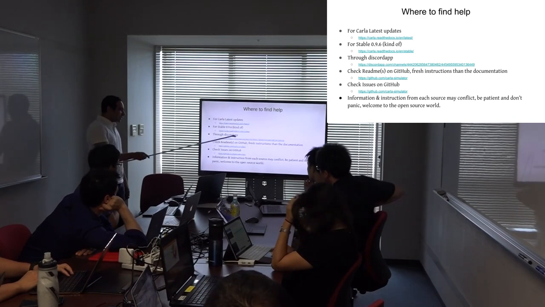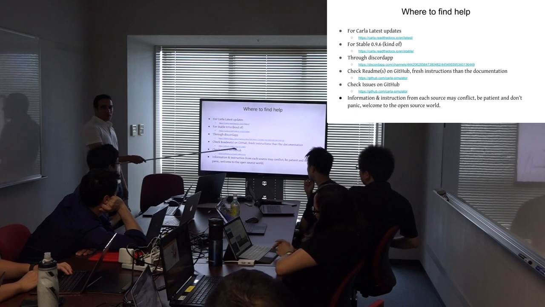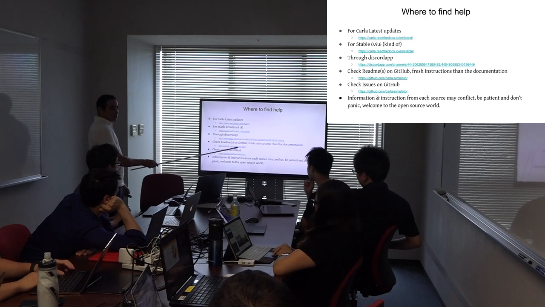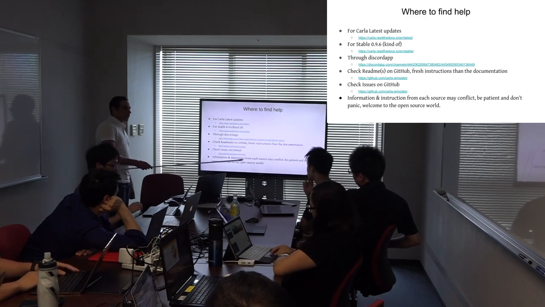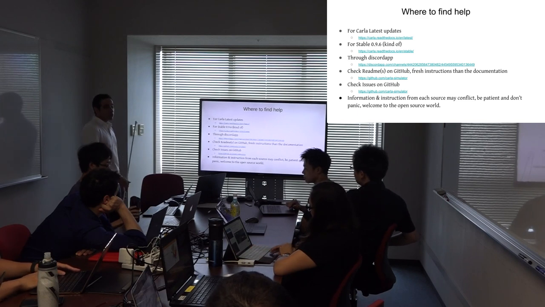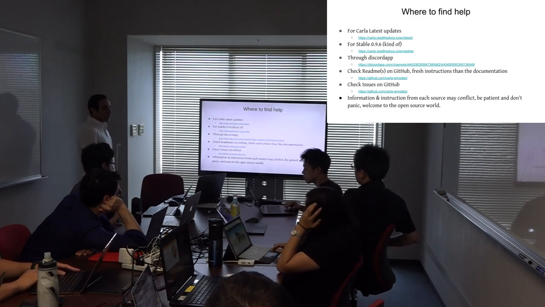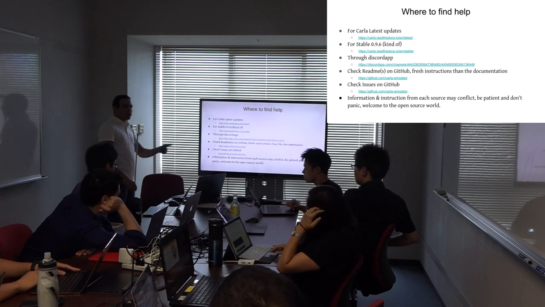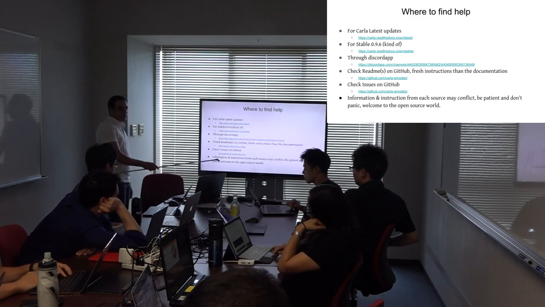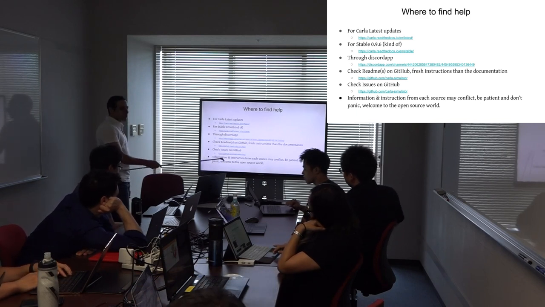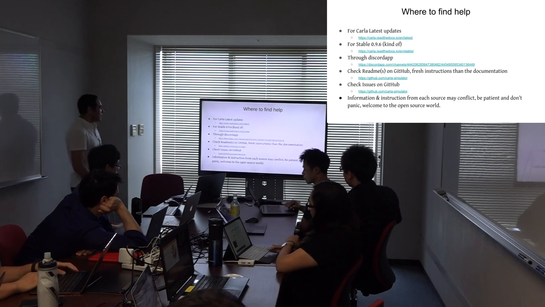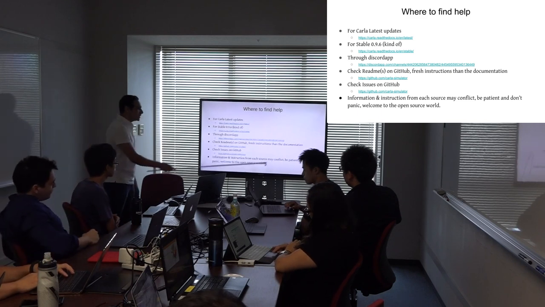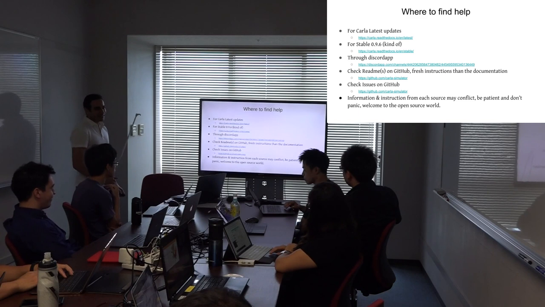But the latest is the README at the GitHub. Also, you can check the issues on the GitHub. When people have a problem, they post it and some solution is posted there. And actually, you can't find the solution reflected back in the documentation. So you find it only in the GitHub issues. That's why it's important to also look at the GitHub. And this is the verdict: information extracted from each source may conflict. So be patient and don't panic.